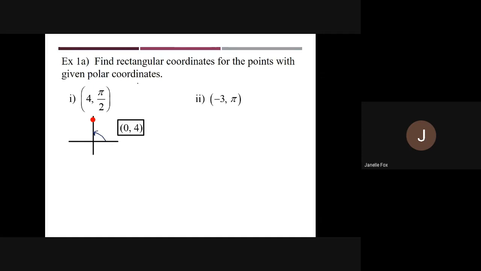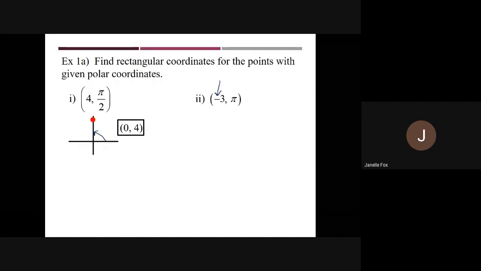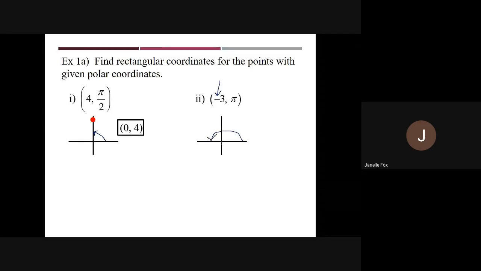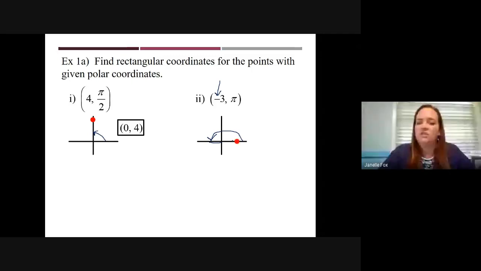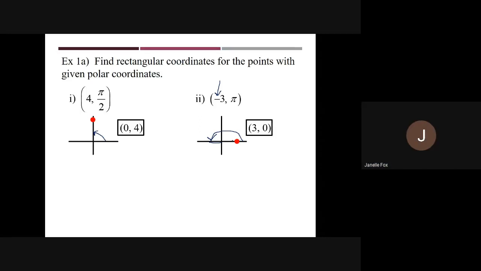Easy cheesy. Okay, what if we have this one? It's negative 3, pi. That negative right here does actually mean something. That negative means we're not going to walk forwards, we're going to walk backwards. So let's say we had an angle of pi. An angle of pi is going to take us to this guy right here, but we're not going to walk forward 3 steps. We're actually going to walk backwards 3 steps, and that puts the coordinate over here. So this is actually the coordinate 3, 0 in rectangular coordinates.